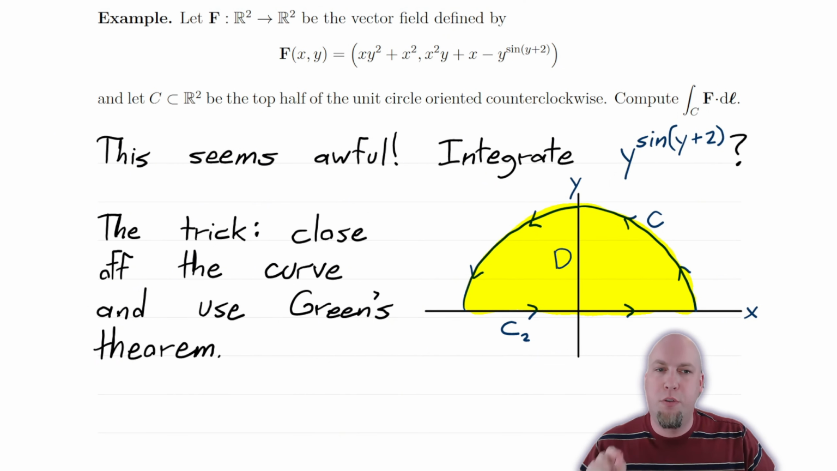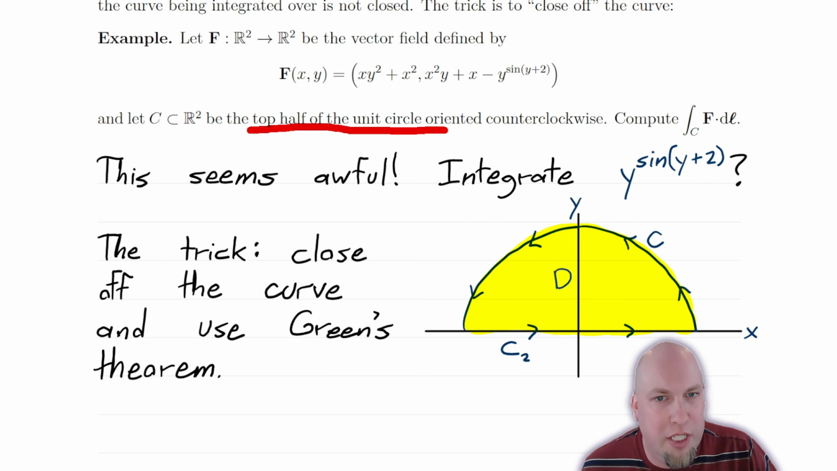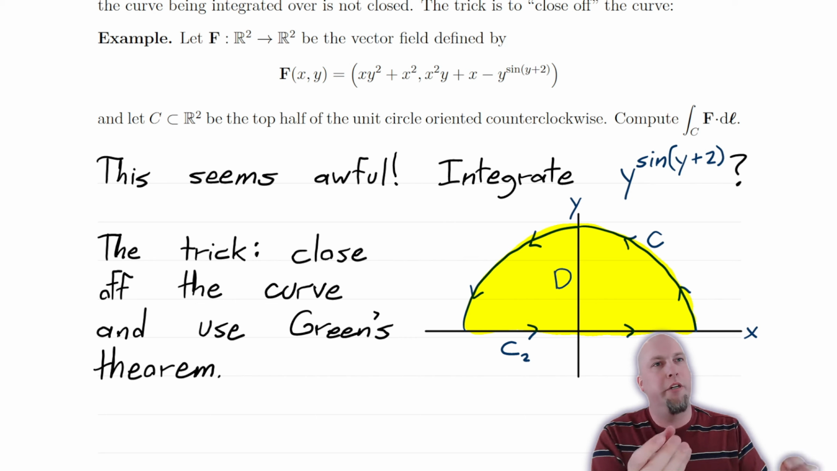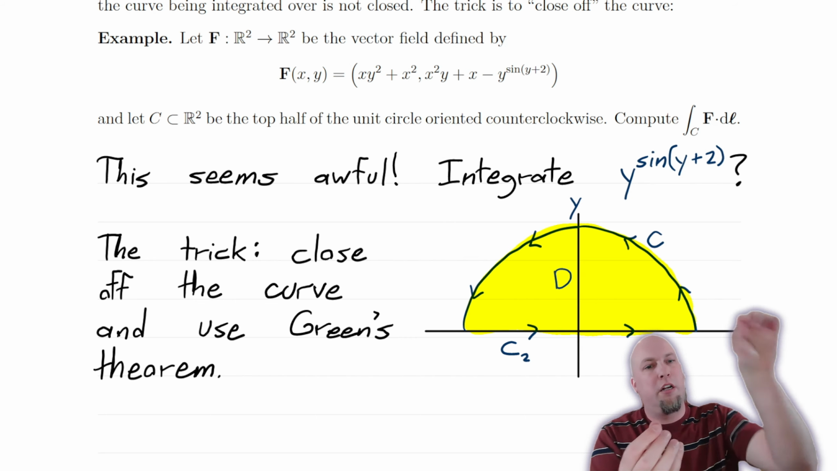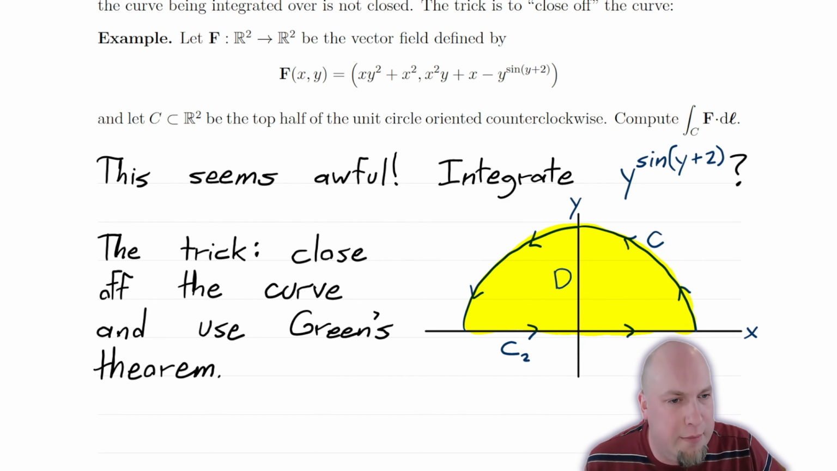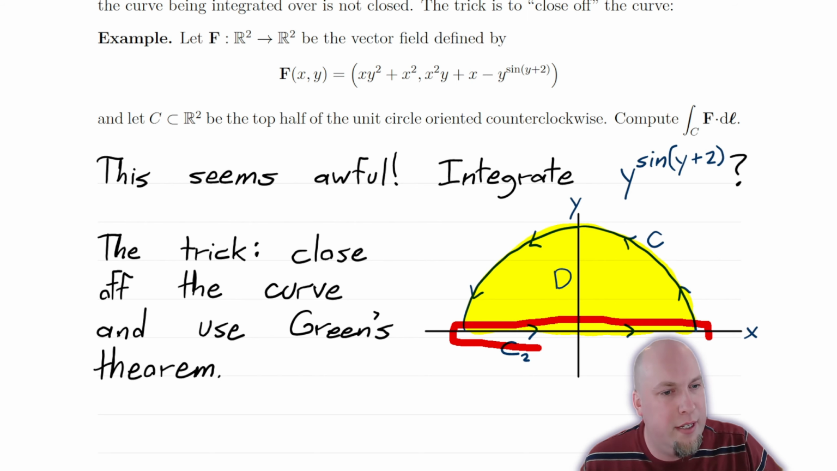So we can't use Green's theorem directly because we're only integrating along the top half of the unit circle, and that's not a closed curve. You can only use Green's theorem when you're integrating along a closed curve. So here's the trick. We're just going to close that curve off. We're going to say, okay, this is the vector line integral that I actually care about. Well, how about I use Green's theorem to compute this area in here, and therefore the vector line integral around this entire closed loop here, and then maybe I'll just subtract off this piece down here.